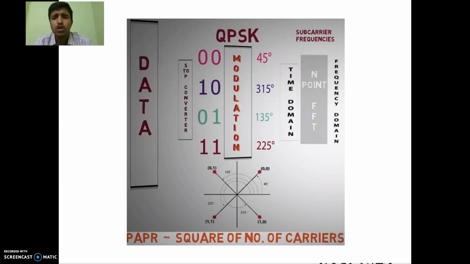Now, the peak to average power ratio is proportional to the square of the numbers involved. This causes SC-FDMA to reduce peak to average power ratio by reducing the number of carriers.